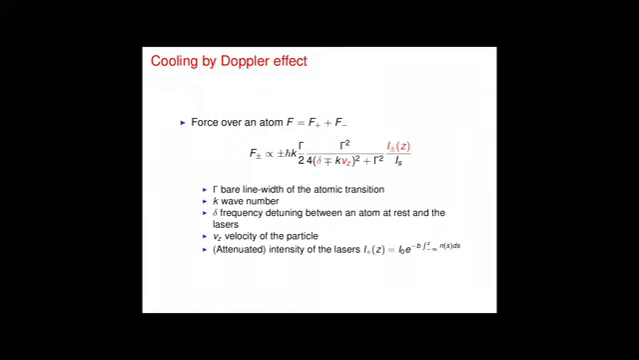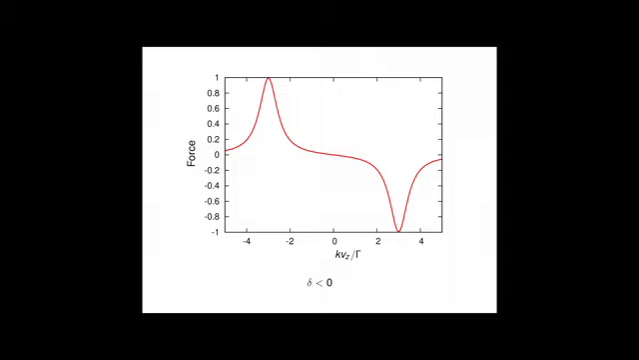as a function of the velocity for a detuning which is negative. Here I am not using physical units, and the force has this shape. You see that for particles with positive velocity, the force is negative, so they are cooled: there is a force in the opposite direction of the velocity. And when the particle has negative velocity, going in the other direction, the force is positive. So it is also in the opposite direction of the velocity of the particle. This is the mechanism of cooling in this kind of experiment.